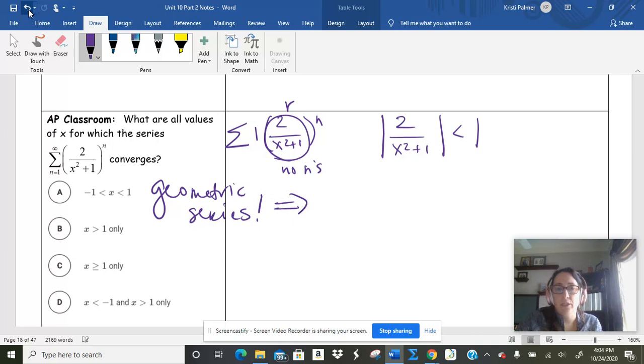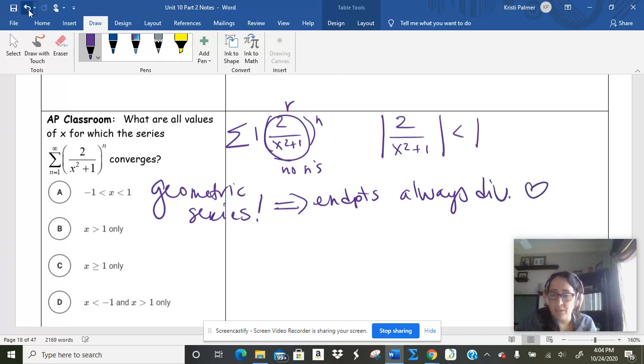And we know that geometric series, the endpoints always diverge. Bless, bless, bless, bless. We don't have to go check endpoints. So let's go back up to this one right here. So I'm looking where this 2 over x squared plus 1 is less than 1. So I'm going to go ahead and multiply over this x squared plus 1. And it is positive because it's an absolute value, so I don't change my signs. So this is what I'm really kind of looking for.